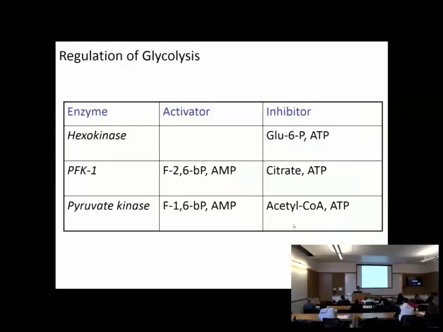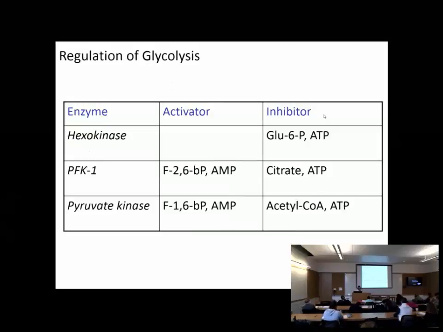So here are our regulatory enzymes: hexokinase, PFK, and pyruvate kinase. You need to know the activators and the inhibitors. So fructose 1,6-bisphosphate is an activator because it is an intermediate from above. If you have high levels of fructose 1,6-bisphosphate, it's like water piling up in the stream above it. So it's going to push it forward.